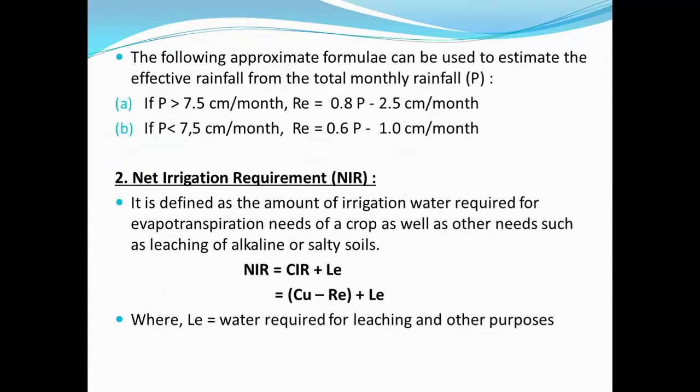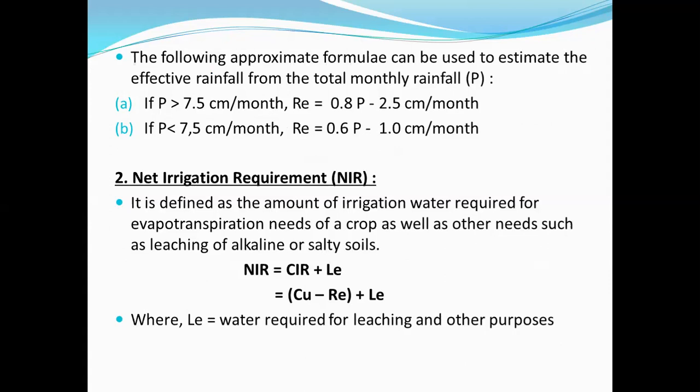So the following formula can be used to estimate this effective rainfall from the total monthly rainfall, which is denoted by P. If P is greater than 7.5 centimeter per month, then Re is equal to 0.8 P minus 2.5 centimeter per month. Second, if P, the total monthly rainfall, is less than 7.5 centimeter per month, then Re is equal to 0.6 P minus 1 centimeter per month, right?